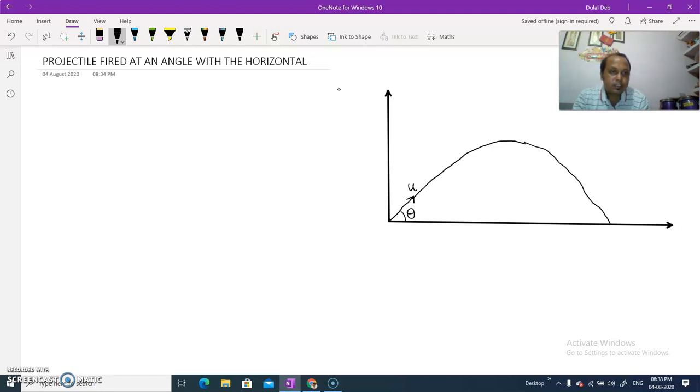So you can consider it to be the path traveled by the projectile. What we are going to do is, first of all, prove that this path is parabolic in shape. Then we are going to find the time period, then the maximum height attained and the horizontal range. So one by one we are going to do. The first is to prove that the path of the projectile is parabolic.